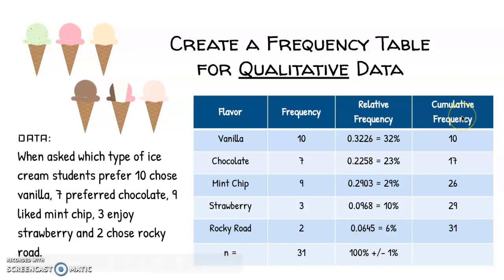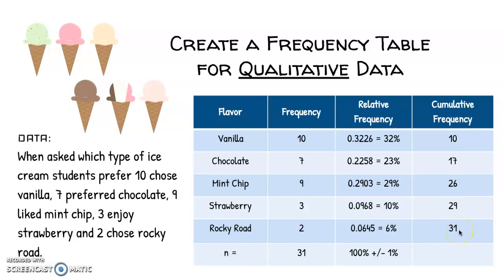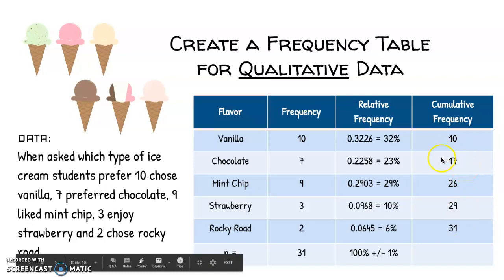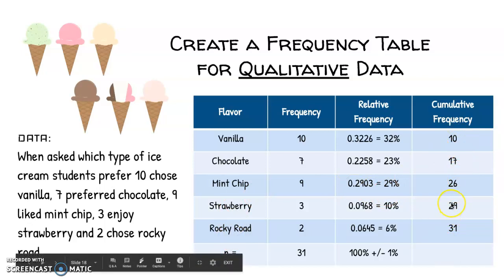Now here's the cumulative frequency. So before vanilla, there's nothing, so the cumulative frequency is 10, but 10 plus 7 is 17, 10 plus 7 plus 9 is 26, 10 plus 7 plus 9 plus 3 is 29, etc. And you can see once we get to the last one, we should have the total number in the sample. Now, caveat to this statement, a cumulative frequency actually doesn't make any sense with qualitative data. If we did a cumulative frequency with quantitative data, these results would be meaningful.